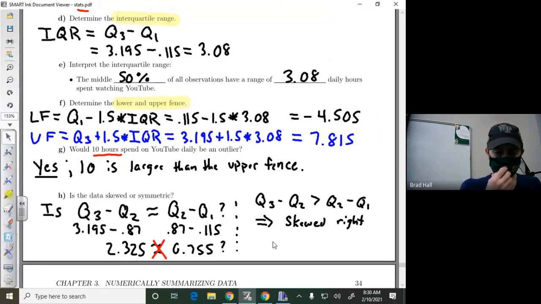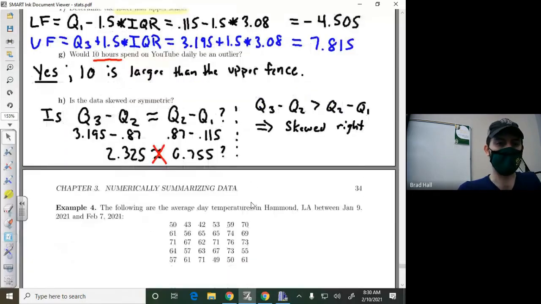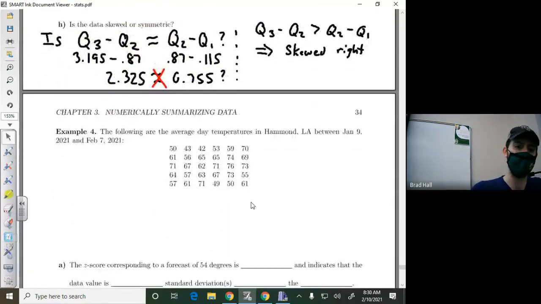Okay. So let's keep going. There's another data set, and we're going to ask a few questions about it. So I pulled up the last average day temperatures in Hammond between January 9th, 2021 and February 7th. And we're just going to do some 5-number summary statistics on it.